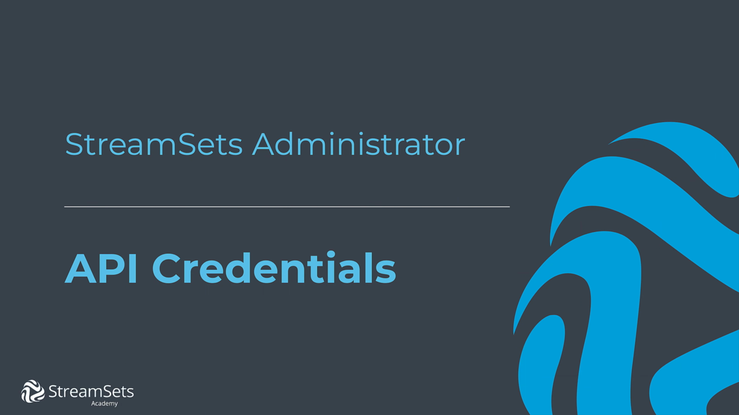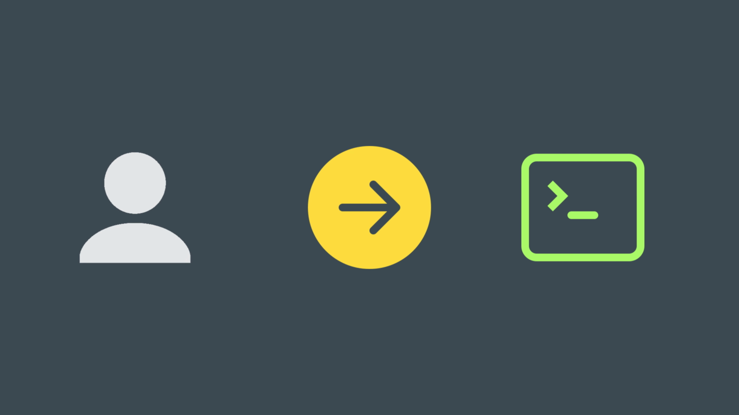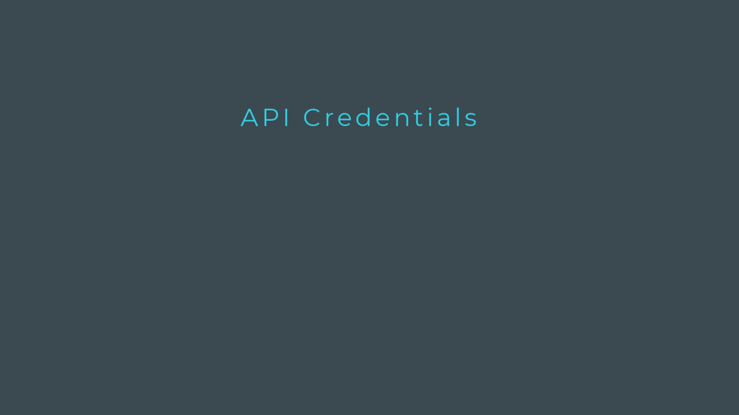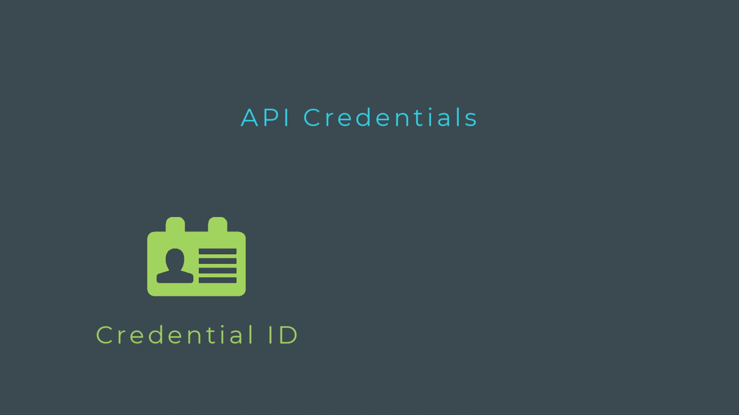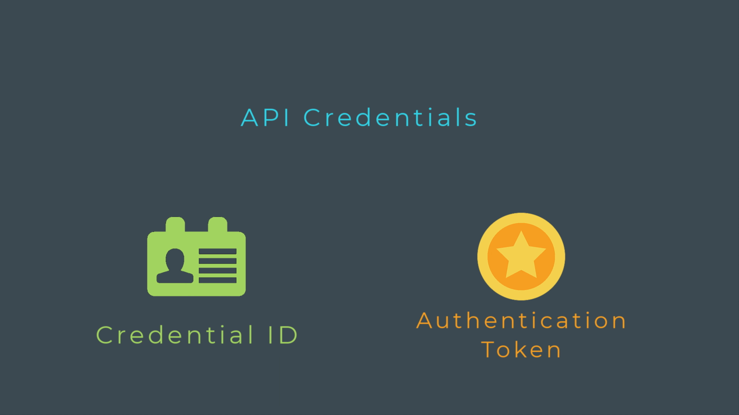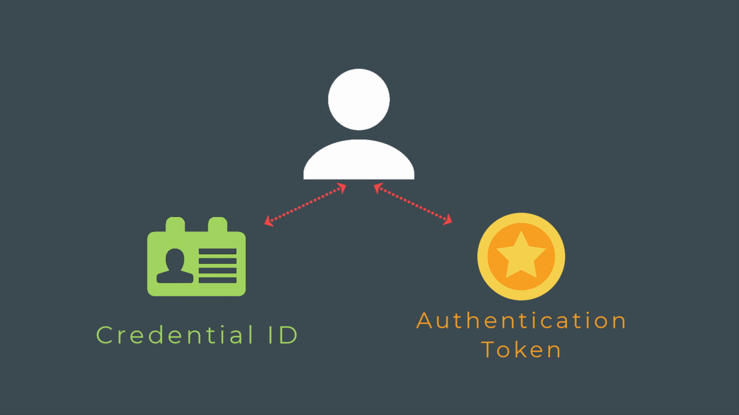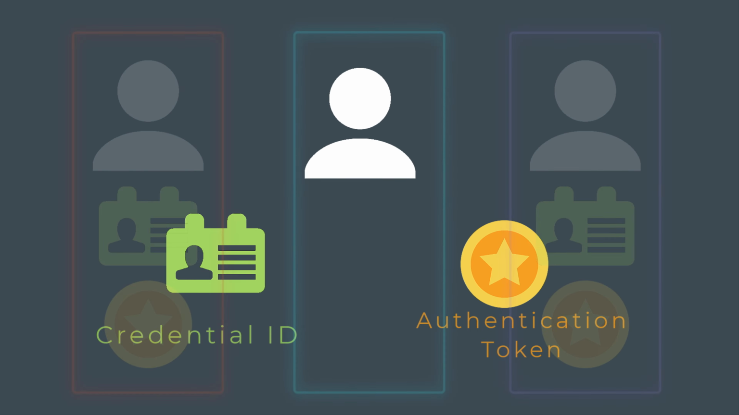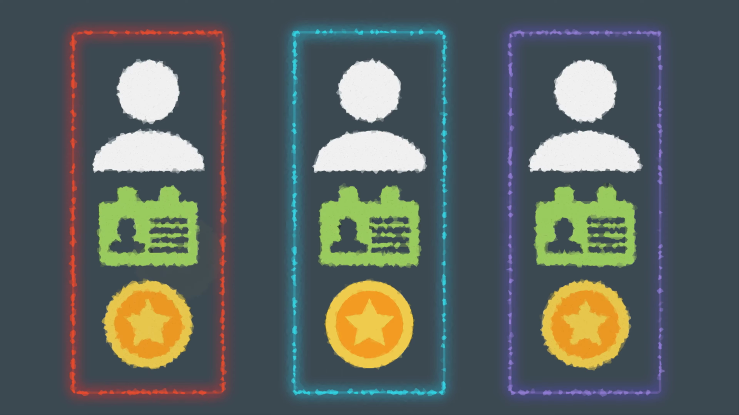In this video, we are going to learn how to manage API credentials for users in Control Hub. When calling the Control Hub REST API, all users must use their own API credentials. API credentials include a credential ID and an authentication token. These values are associated with the user's account and are unique to each user.